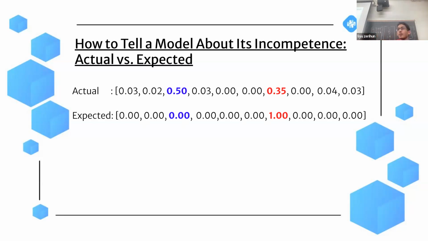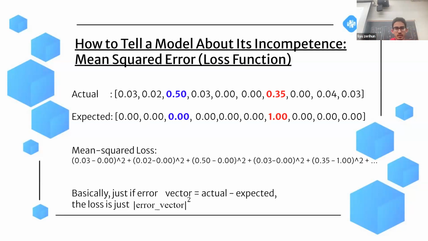So with this, we can calculate the loss. There's a number of ways we can calculate the loss. One is the mean squared error, where you take the difference between what you got and what is expected, square it, and then add all those things up. And that gives you your mean squared loss.